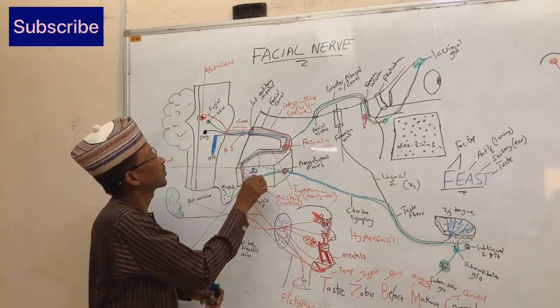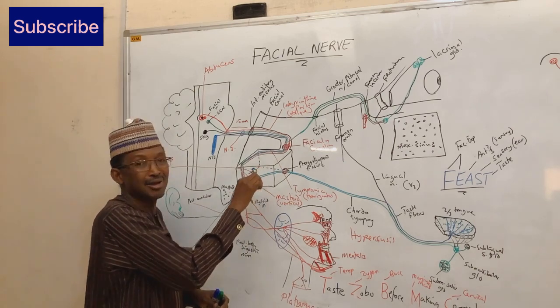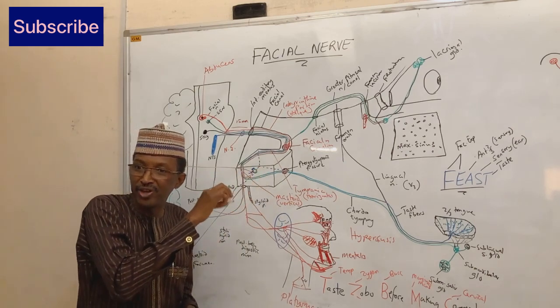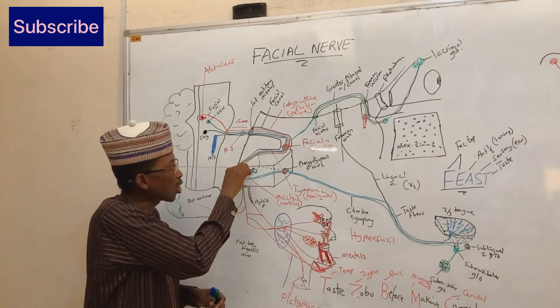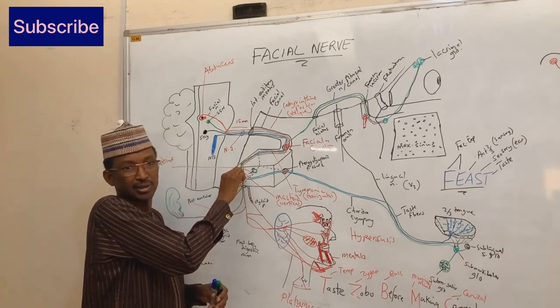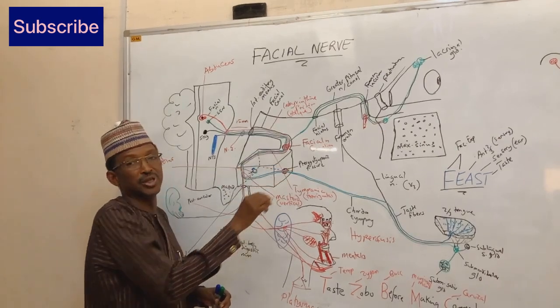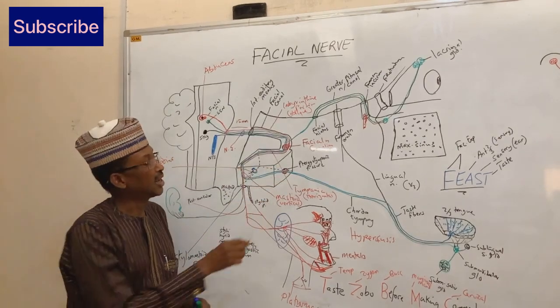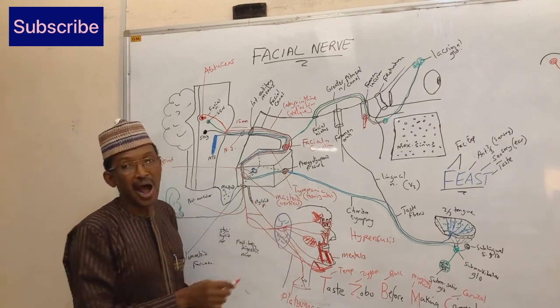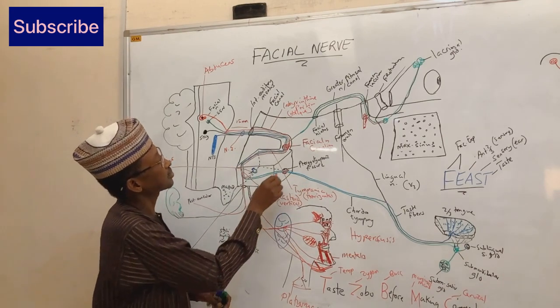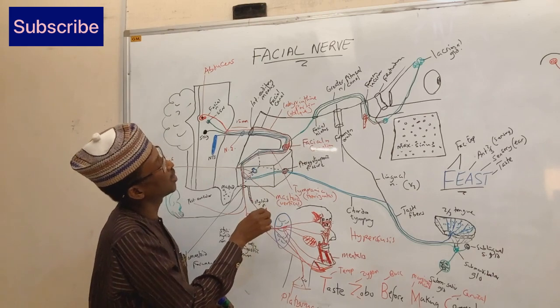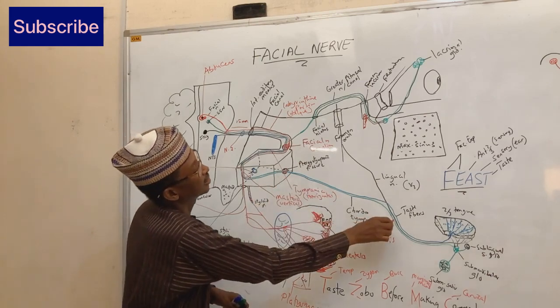So this preganglionic parasympathetic portion of the facial nerve, as it comes out of this vertical portion of the canal, continues within the middle ear cavity, and then it exits through this pterygotympanic fissure, and then it joins the lingual nerve.